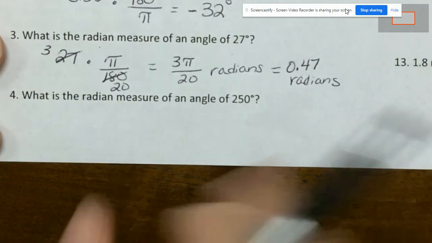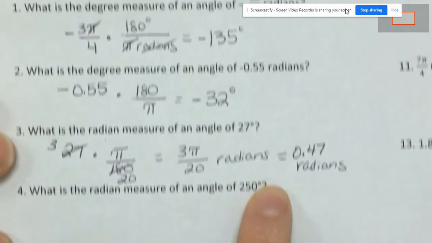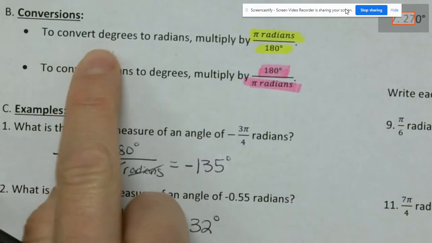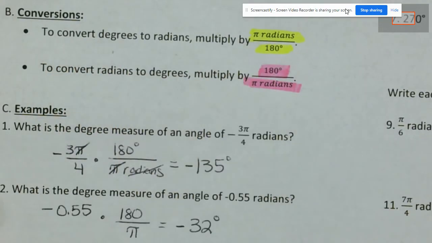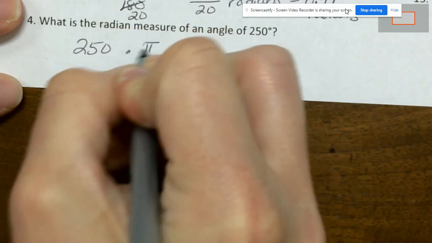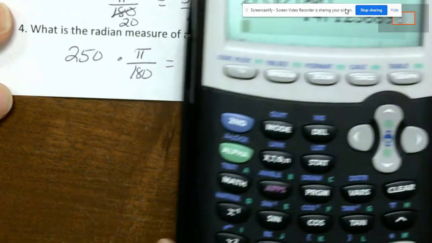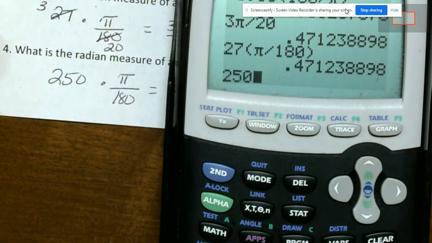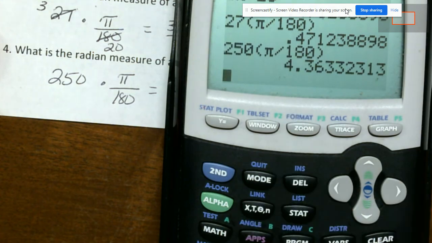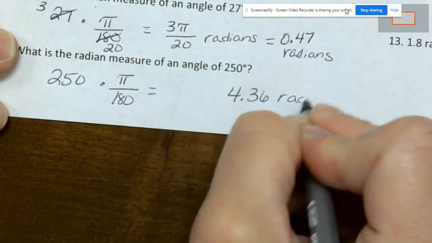For number 4, what is the radian measure of an angle of 250 degrees? They give me the degrees, and I'm going to radians. So to convert degrees to radians, we multiply by pi over 180. So we have 250 times pi over 180. I will actually just put that in the calculator and show you how that would work. 250 times pi over 180, we will get 4.36. So this would be 4.36 radians.